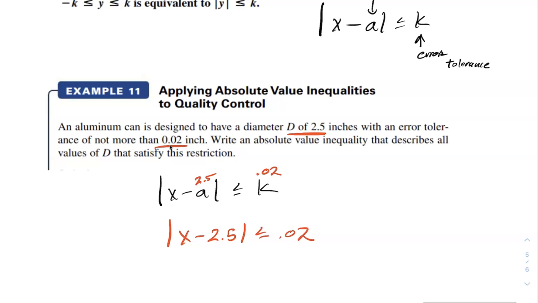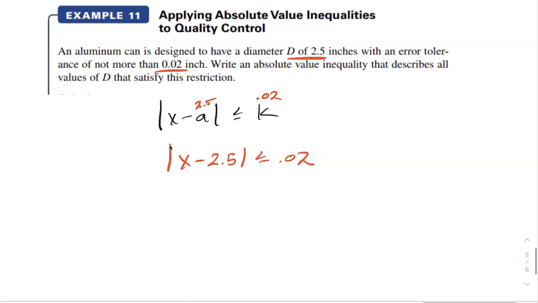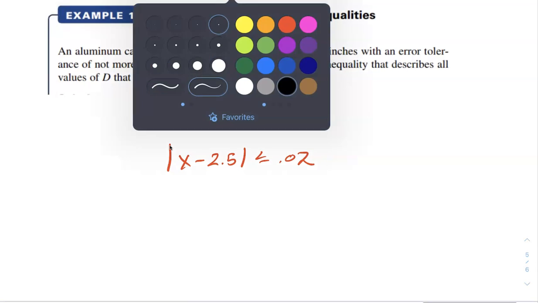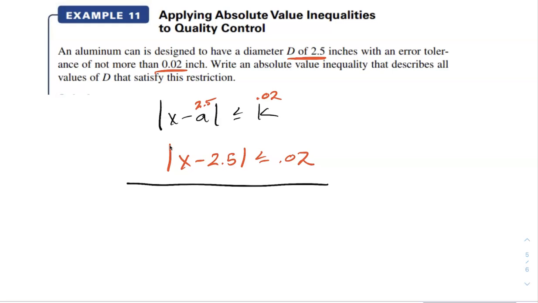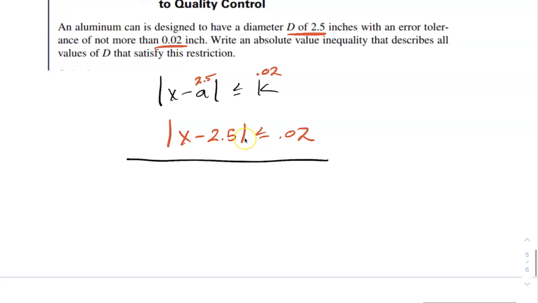Like that. Now sometimes they'll say, I want to know which values it could fall between. For this question, I think this is just my answer: write an absolute value inequality, that's it. A lot of times they actually want to know what's the lowest and the highest it could be. In that case, you just solve it.